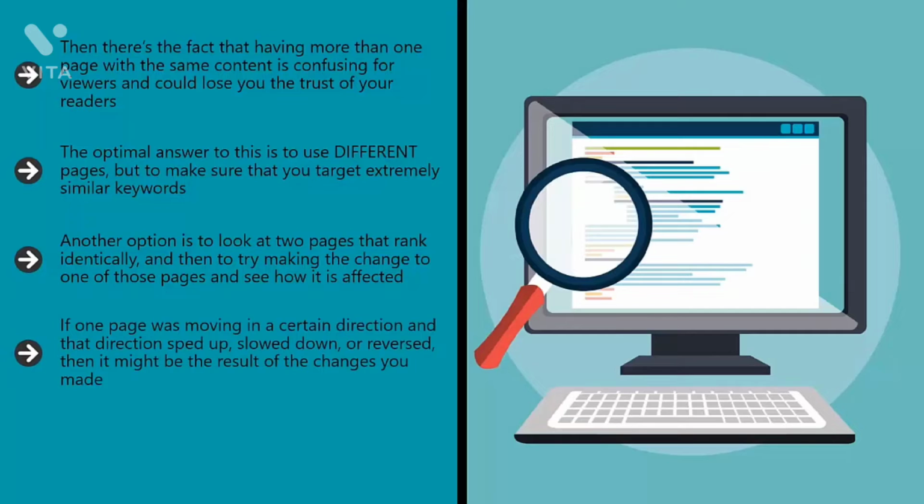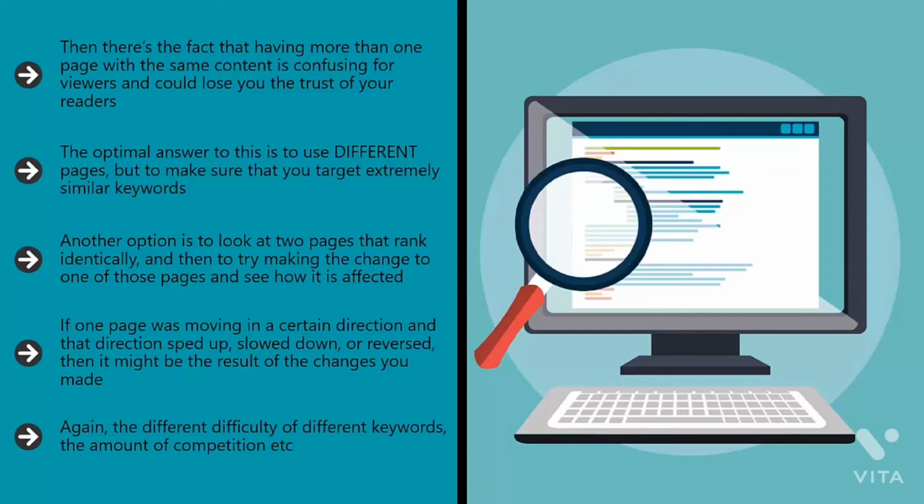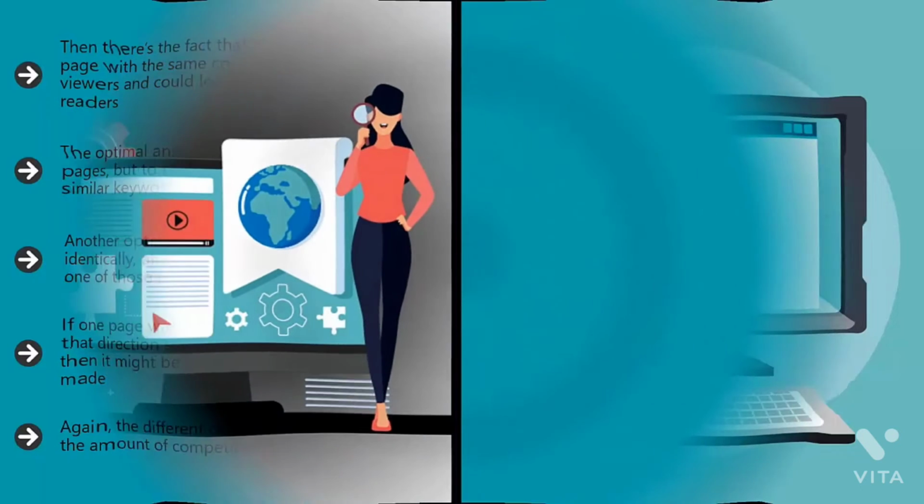If one page was moving in a certain direction and that direction sped up, slowed down, or reversed, then it might be the result of the changes you made, especially if the matched page did not show the same changes. Again, the different difficulty of different keywords, the amount of competition, etc., can all impact your results and potentially skew your findings. But while this might be seen as a problem, it can be mitigated somewhat by simply using as many pages as possible in your test.